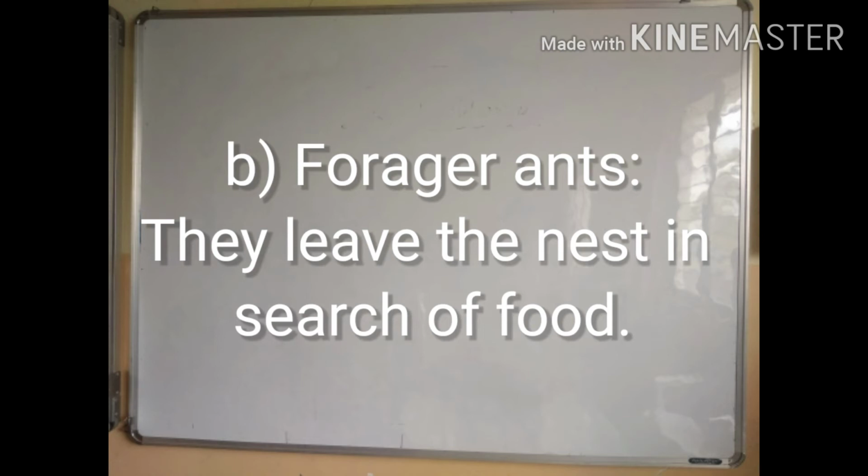Okay, now next. As we know there is a next part, forager ants. They leave the nest in search of food. We know that all living things need food and water to live their life. So there are some ants that are leaving their nest in search of food. They are collecting food from the outside, and after that they are coming into the nest. These are the forager ants.